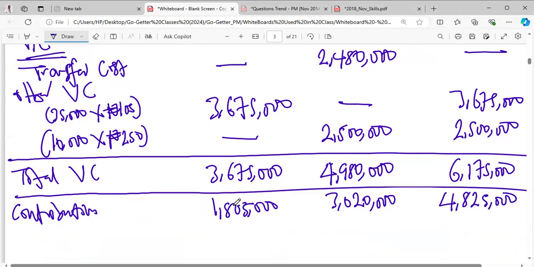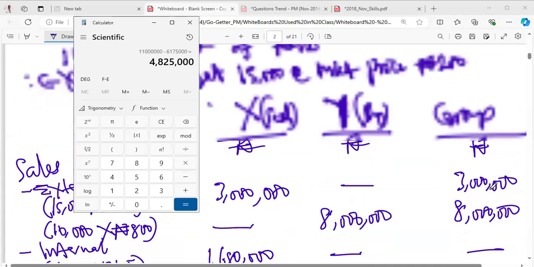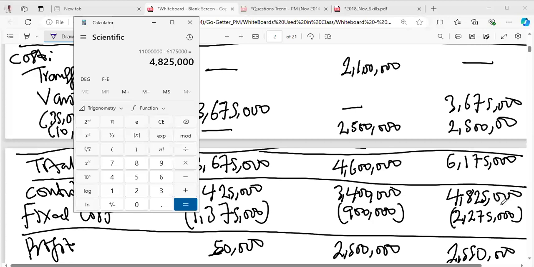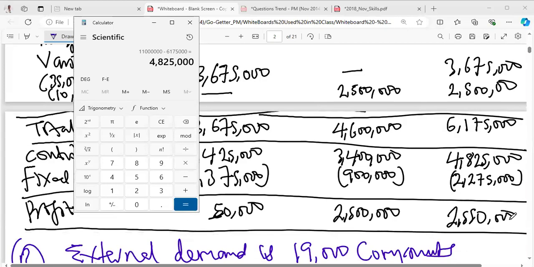Before we go further, let's look at the contribution in this one and the previous one. Look at the group, 4,825,000. Let me write it down here. Go to the group contribution, 4,825,000. Nothing changed. The fixed cost is still going to be the same, and the profit is still going to be 2,550. Nothing changed. But let's look at the contribution of this buying division. It reduces from 4,600,000 to 3,020,000.